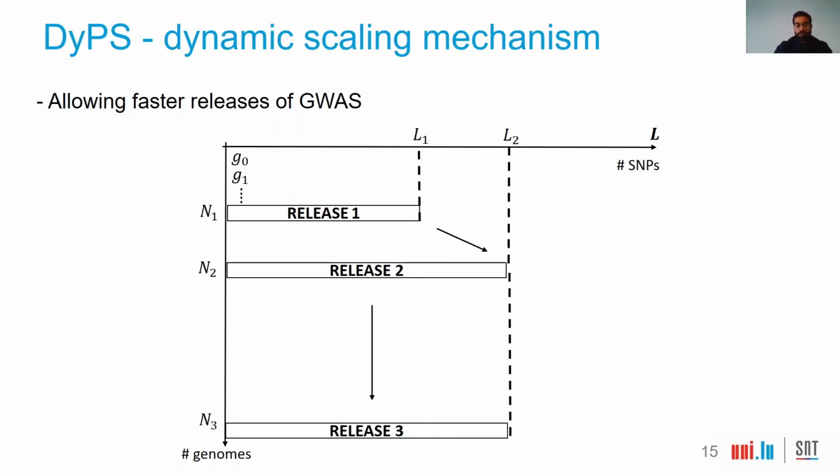In release number 3, it's a standard release, a vertical release, where we keep the number of SNPs and we gather a sufficient number of genome operations. On the other hand, we also show that if the current number of genomes is already big enough, we can increase the number of SNPs that will have statistics released in a safe manner.